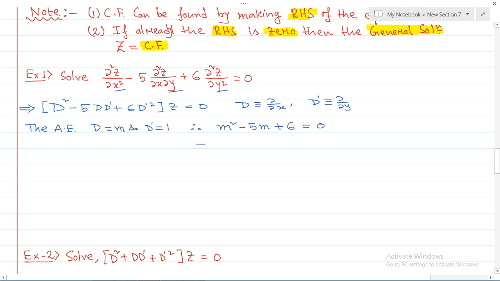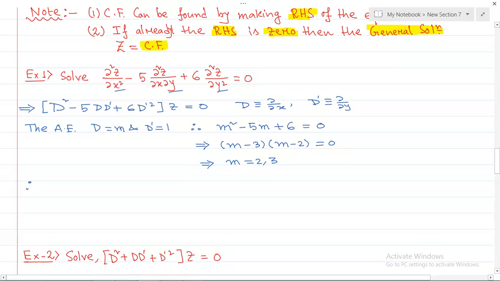If I solve this equation, we have two factors, (m minus 3) and (m minus 2), equal to 0. So what are the roots we have here? One root is m equal to 2, another root is m equal to 3. Both the roots are different, so we can apply rule number 1.